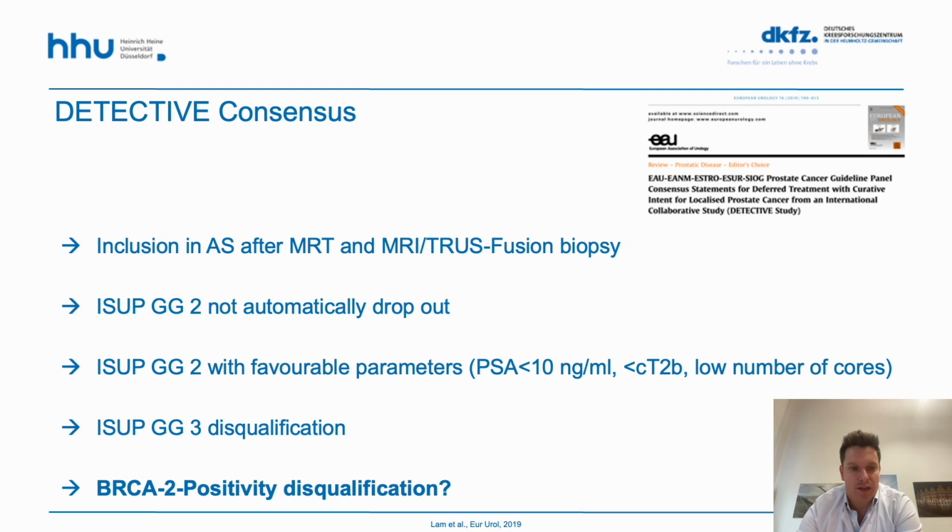ISUP grade group 2 does not automatically mean dropout, and with favorable parameters, we can also apply active surveillance to ISUP grade group 2 cancers. ISUP grade group 3 is a disqualification, and it's a matter of question whether BRCA2 positivity is an automatic disqualification.